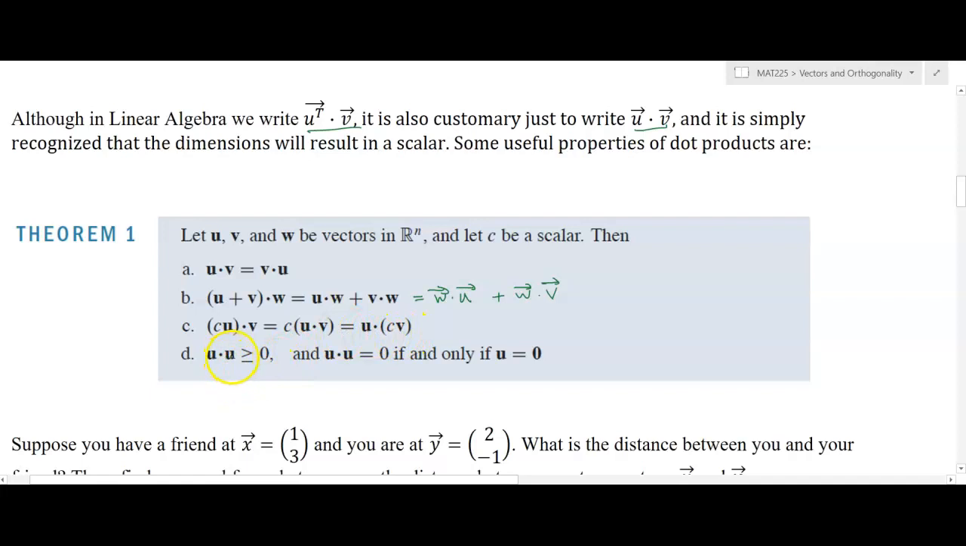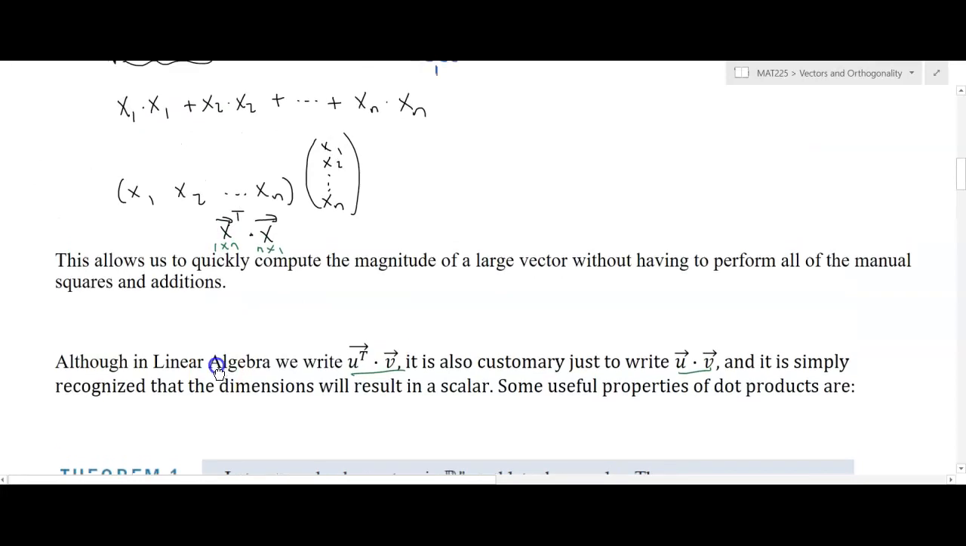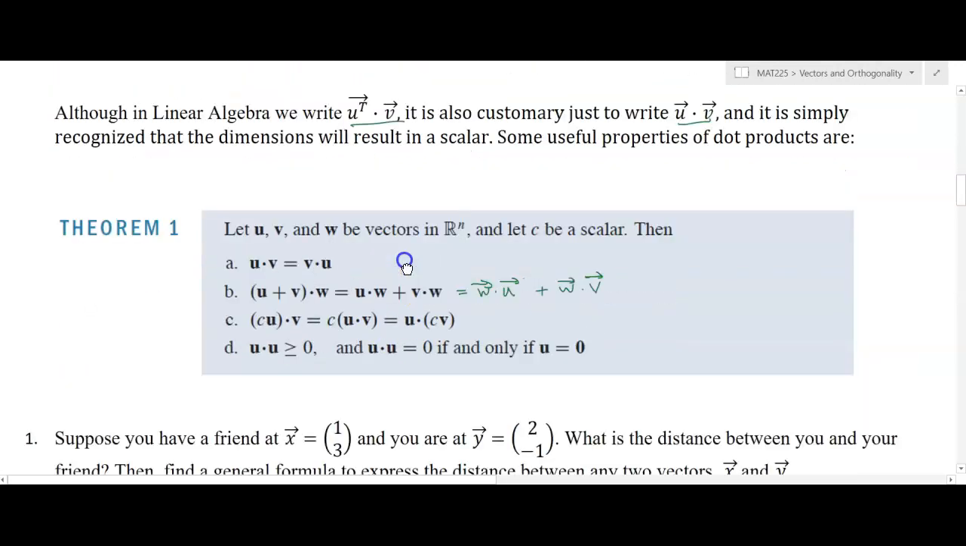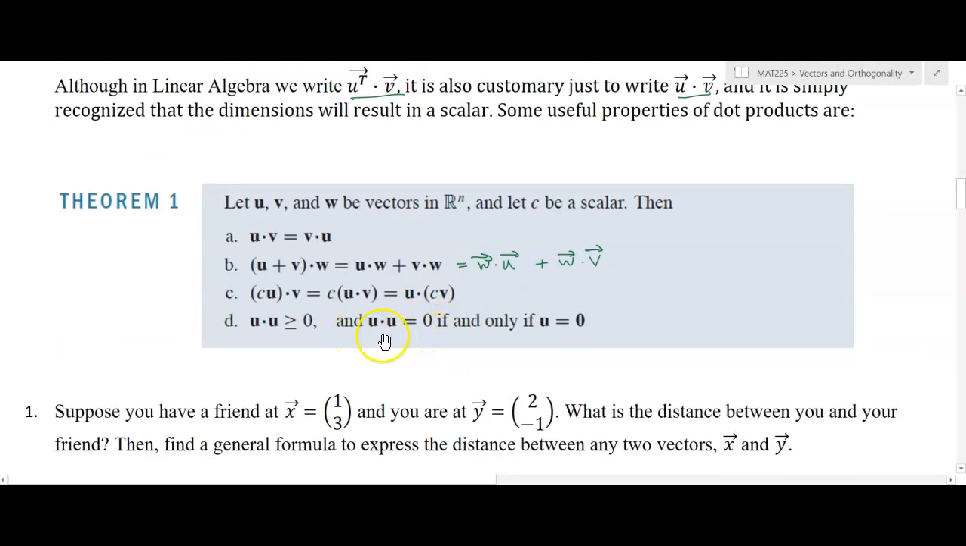And u dot u is greater than or equal to 0, and u dot u is equal to 0 if and only if u is equal to the 0 vector. If you dot a vector with itself, you're always going to get a non-negative number, because you're multiplying the same component by the same component, essentially squaring the components, like here when you do x dot x. Squaring will always take away the signs. And the only way to get a dot product of 0 is if you're dealing with the 0 vector.